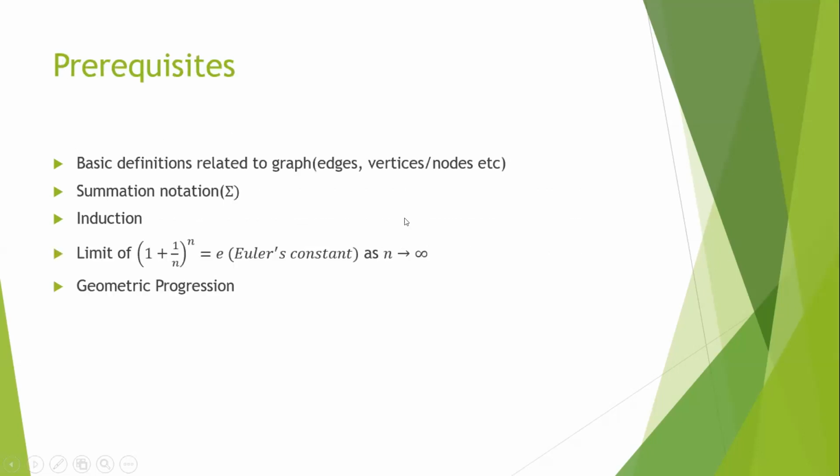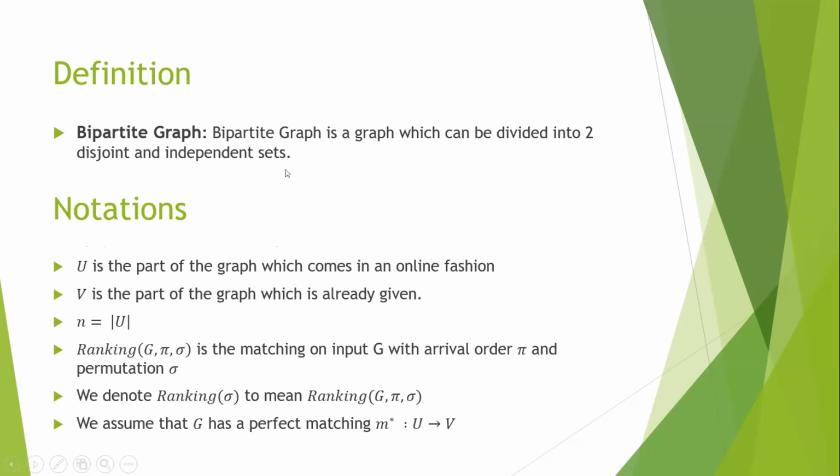Prerequisites. Basic definitions related to graphs, edges, vertices, etc. The summation notation, induction, the limit of (1 + 1/n)^n, which is equal to e as n tends to infinity, and the geometric progression formula. Definition. Bipartite graph. A bipartite graph is a graph which can be divided into two disjoint and independent sets. Disjoint means the two sets have nothing in common, and independent here means that any two vertices in the same set do not share an edge.